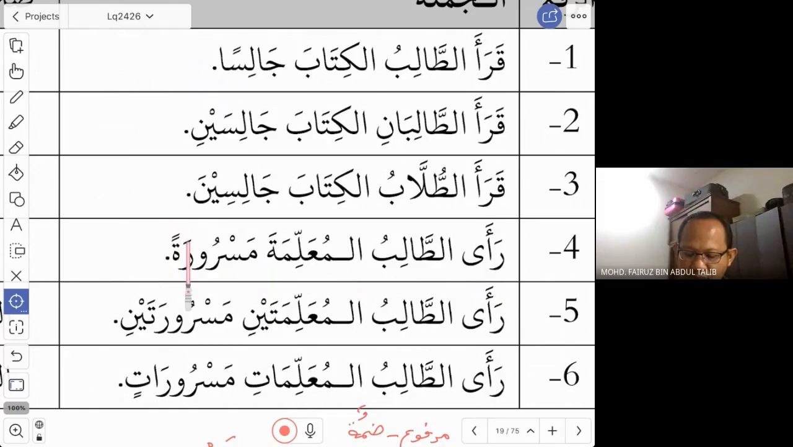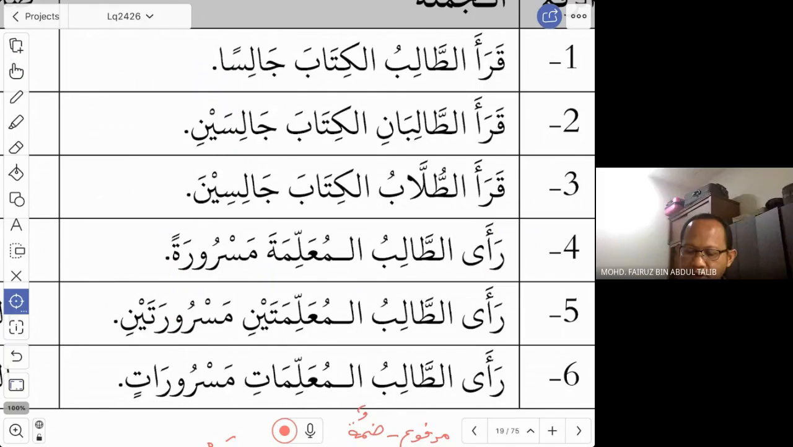So why do you read masruratan? Why not masruratun or masruratin? Because this is hal, and hal is in the state of mansub. Since this is mansub, you end the word with a fathah. This is normally what we do when the word is in the state of mansub, jalisan and also masruratan.